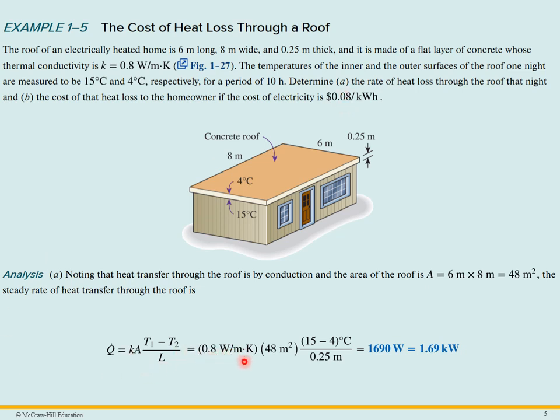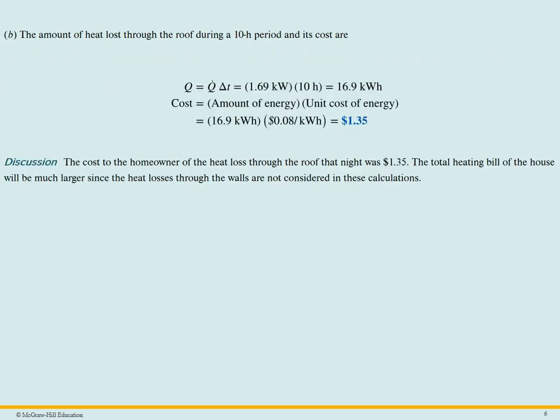So K we're given, and the area we can find: that's 8 meters by 6 meters, so it's 48 square meters. Delta T is 15 minus 4, and the width here, that's the L, is 0.25. Let me point that out. You have to be careful with this. L, you might think this is length, but it's actually the thickness. The heat is being transferred perpendicular, up this way, so that's in the direction of L. So L is 0.25 here. You can calculate that: it's 1.69 kilowatts. So that was part A.